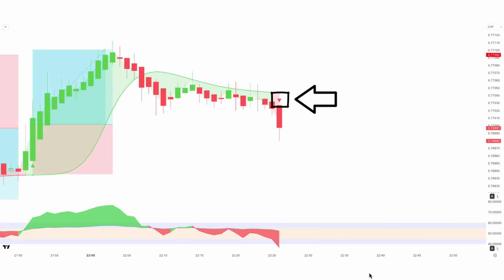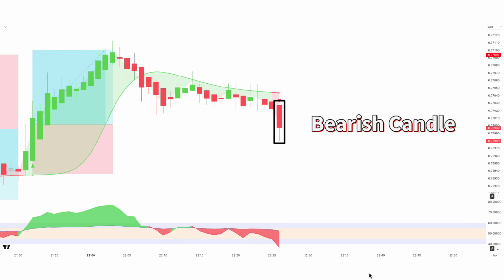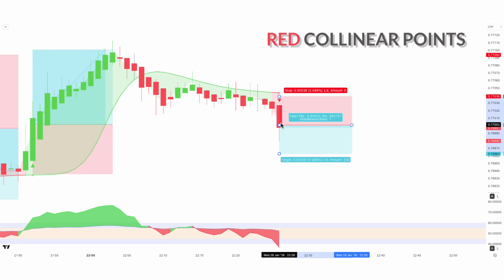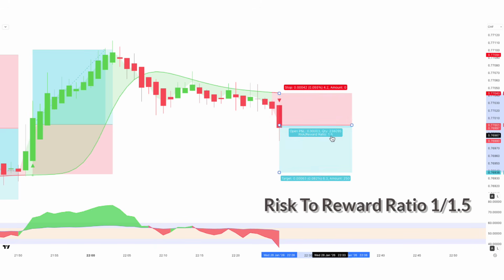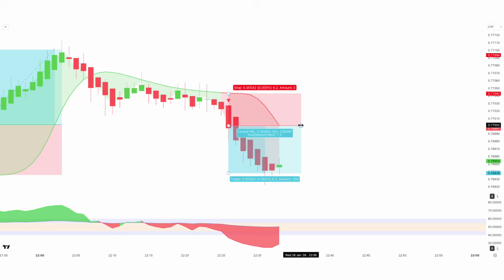Here, the Q-Clarity arrow of this indicator is a sell signal. Here, the Any Problems indicator is in the red area. Here, the market has made a bearish candle to give confirmation. So all our conditions are being fulfilled, so we are placing an order to sell. Our stop loss is to be placed at the red collinear points, and the risk-to-reward ratio will be 1:1.5. Our trade is running in profit. We have won the trade.